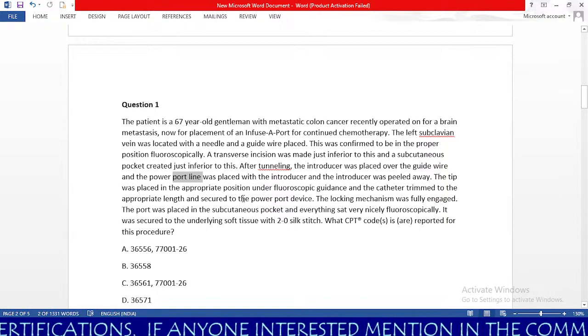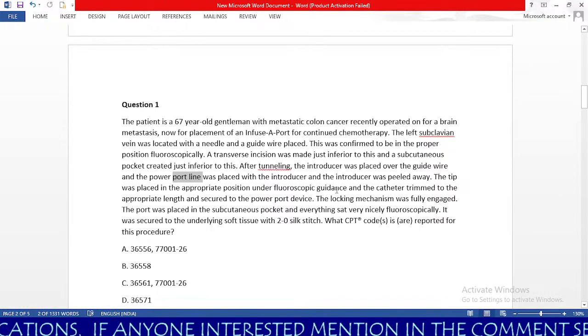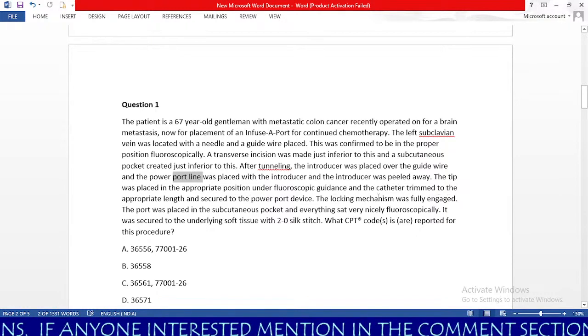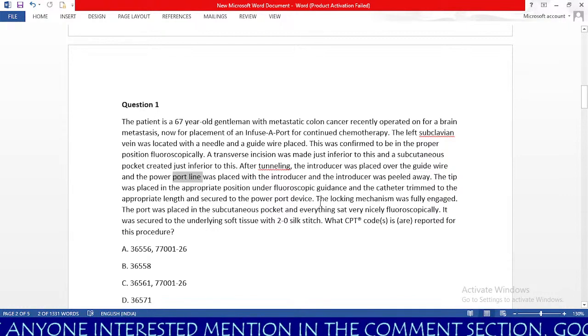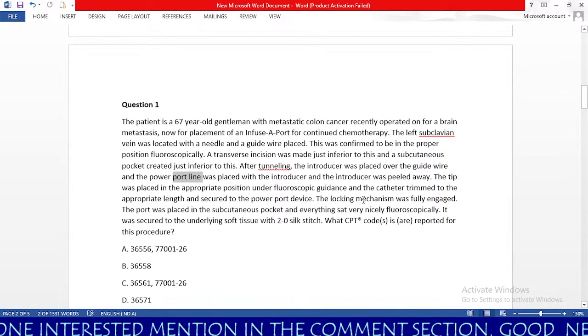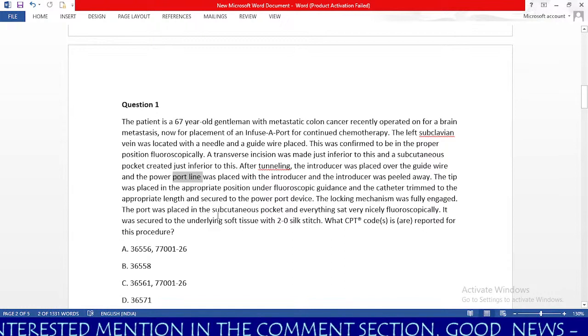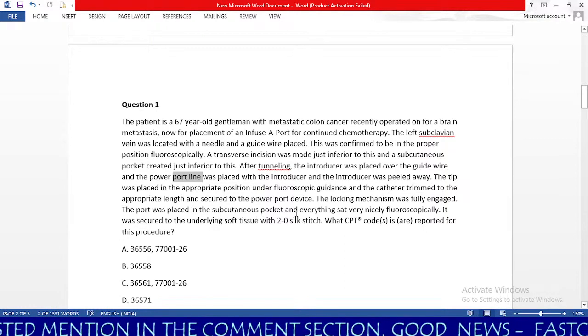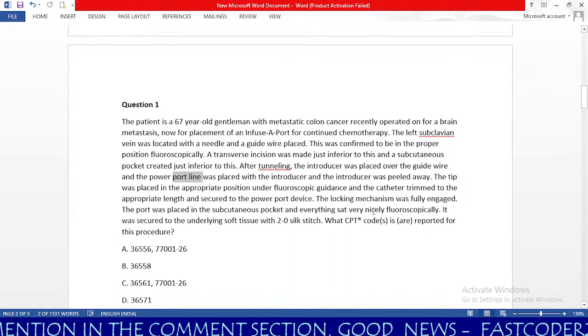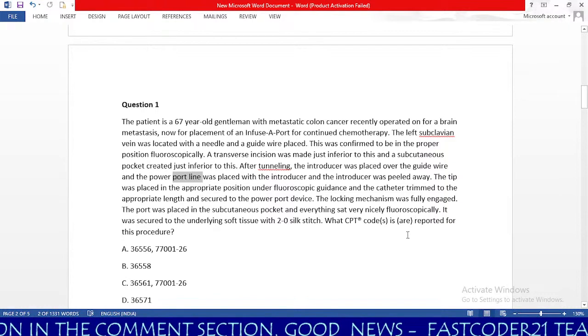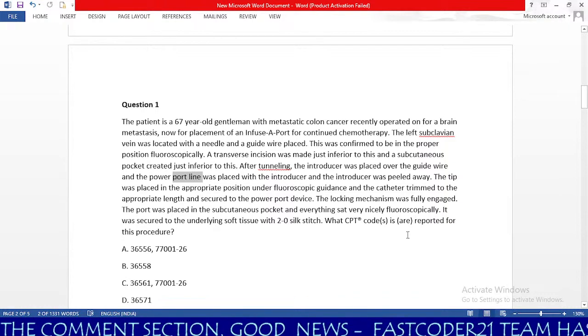The tip was placed in the appropriate position under fluoroscopic guidance and the catheter trimmed to the appropriate length and secured to the power port device. The locking mechanism was fully engaged. The port was placed in the subcutaneous pocket and everything sat very nicely fluoroscopically. Okay guys, so we will check one by one.